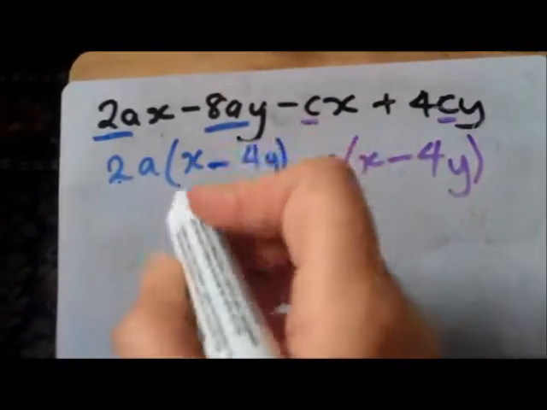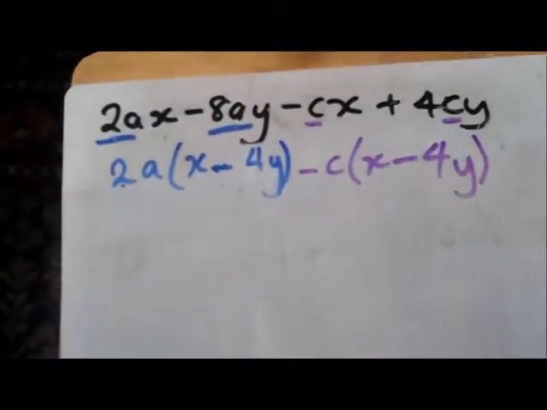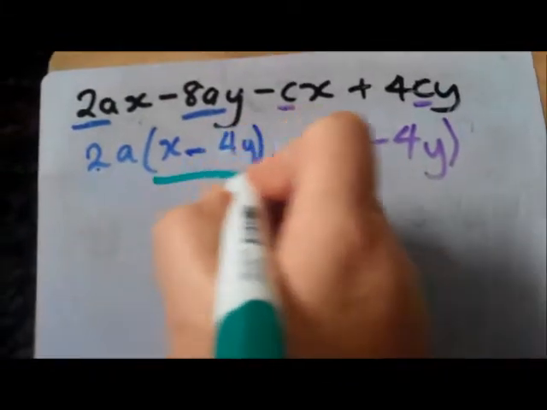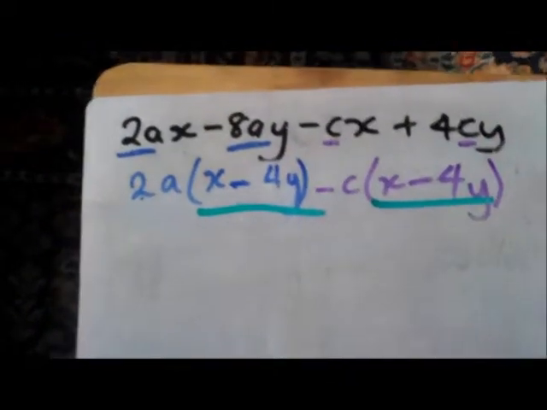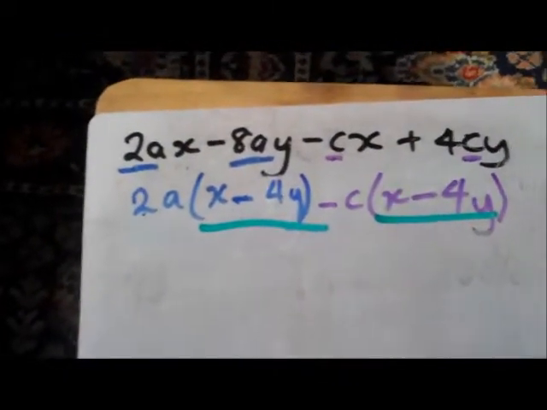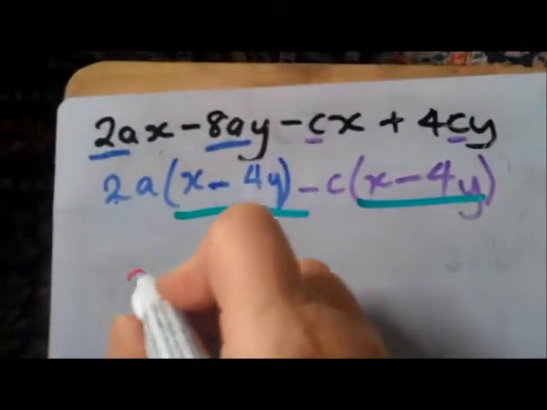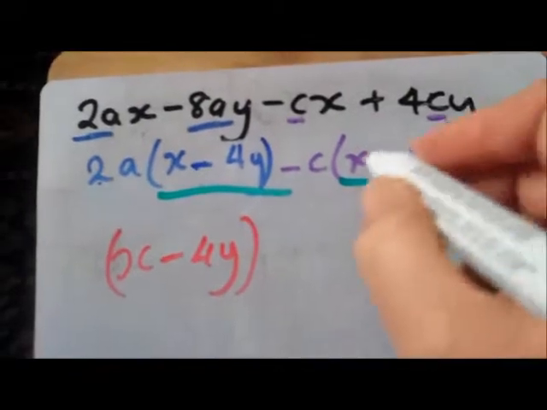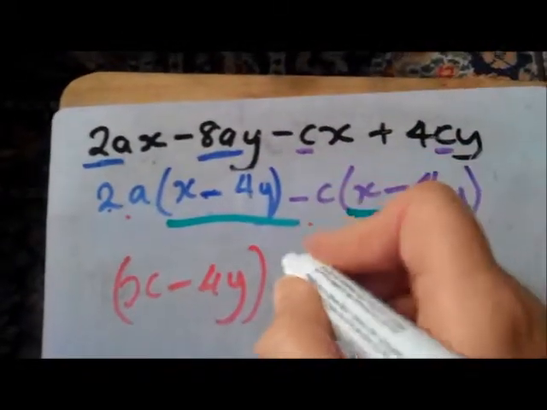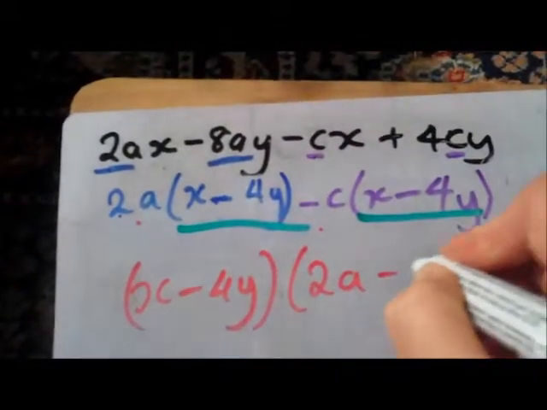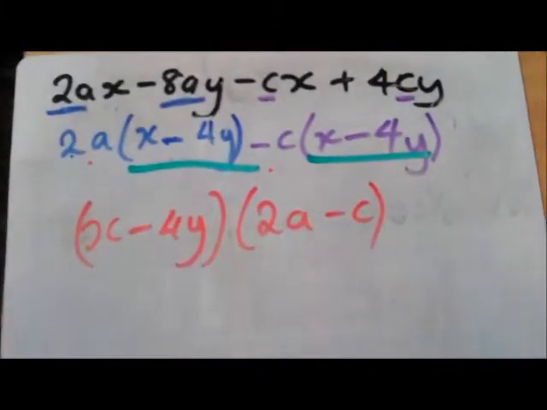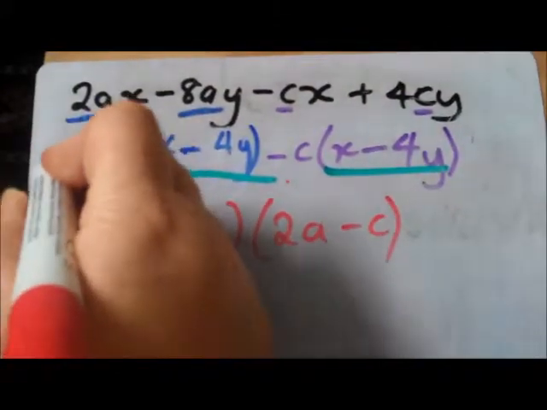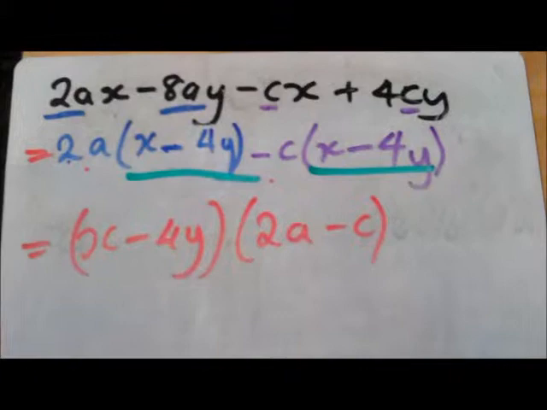Now it's just like the one that we did last lesson. What's the common factor? X minus 4y. So let's write that. And what's left over? 2a minus c. And that's it. So I should actually put an equal sign. And that's how you do those.